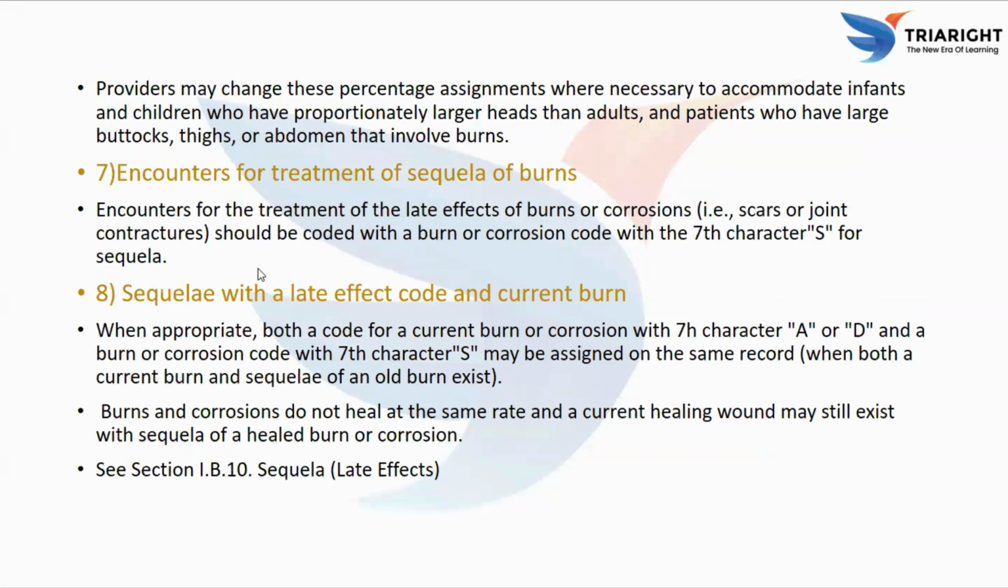So next is adjustment of the burn percentages. What does it mean? The rule of nines is a guideline, but it is not a fixed rule. Providers may adjust the burn percentages in infants or children, where there is a larger head size compared to adults. Patients with large buttocks, thighs or abdomen can also be adjusted. Why is adjustment needed? Because body proportions differ from each other. The burn severity would be under or overestimated if adult percentages are used. So the rule of nines is very flexible, especially in children.